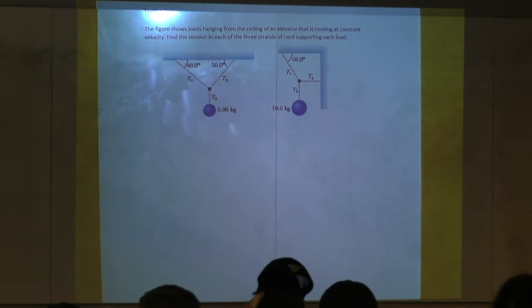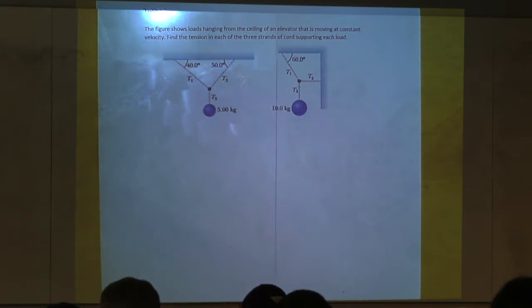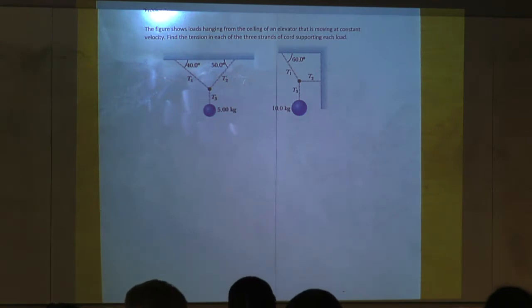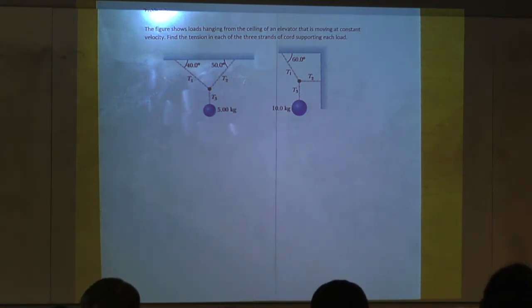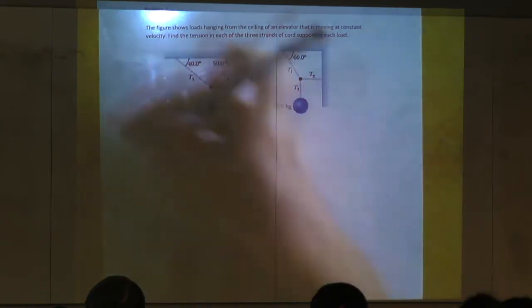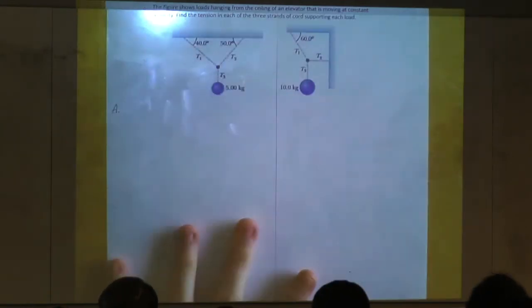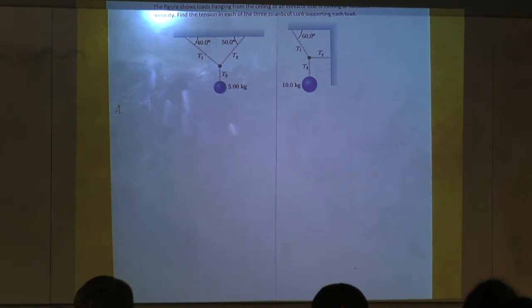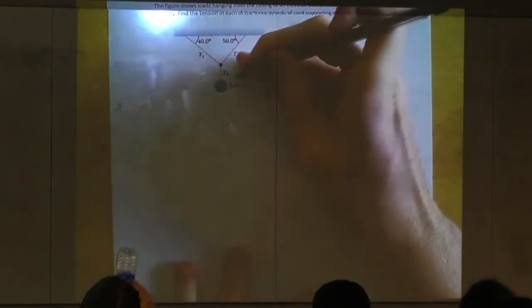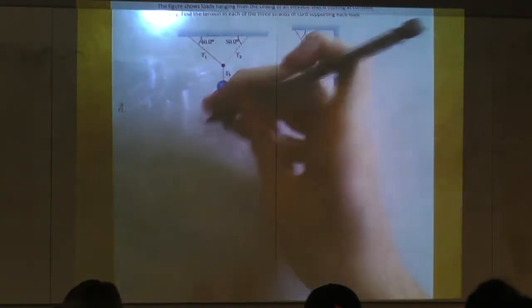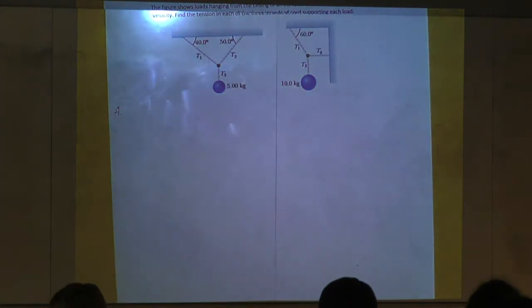Okay, so two-part basically. We have just two diagrams, which we can easily turn into free body diagrams, and then we can solve for our tensions in all our strings there. So to start this one out, I want to solve for T3, because T3 is the only thing hanging up the ball.